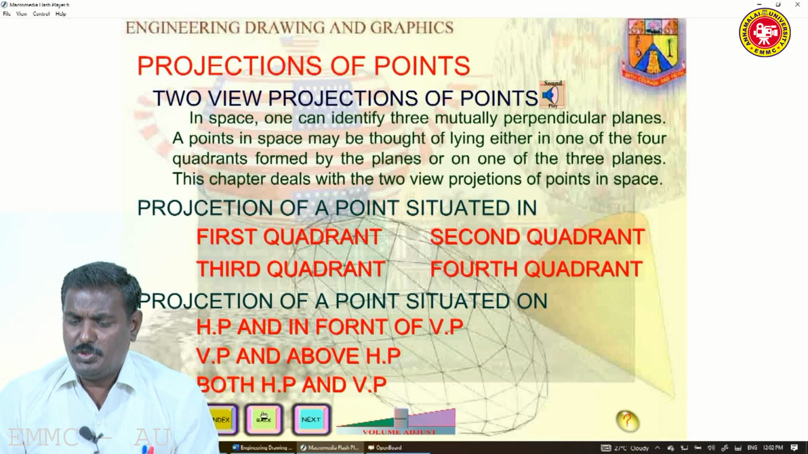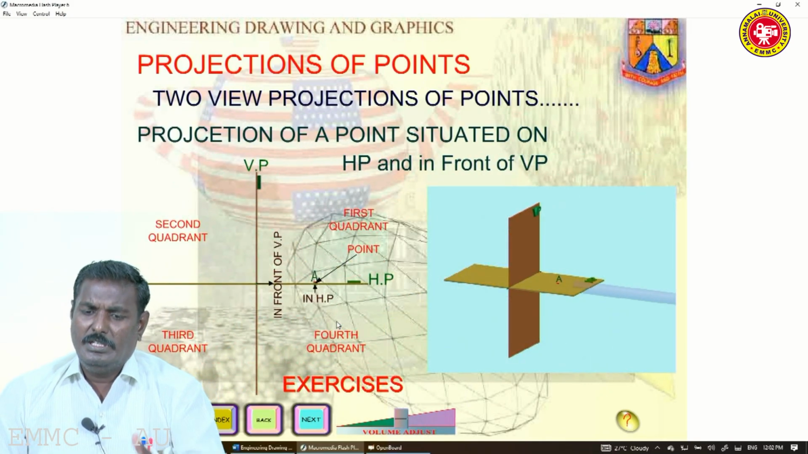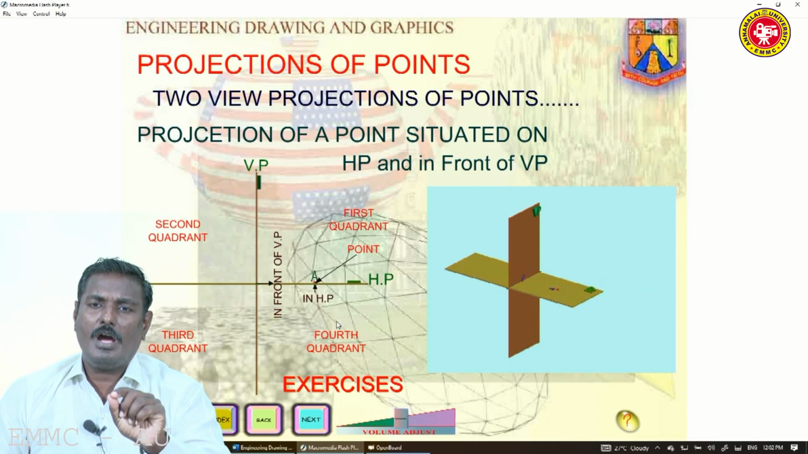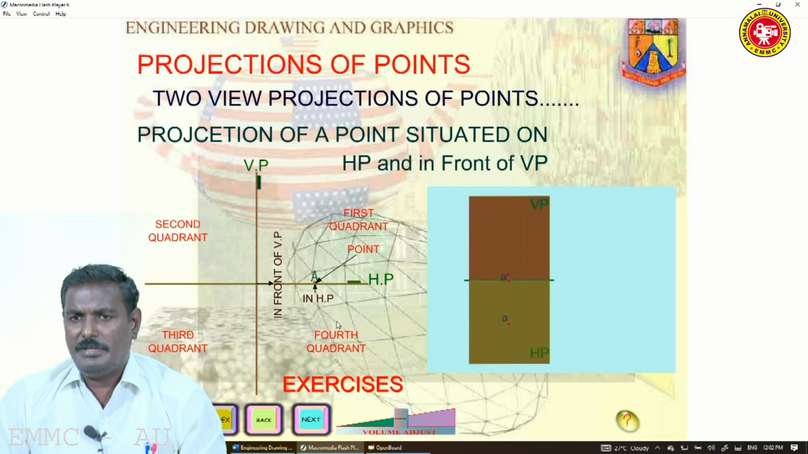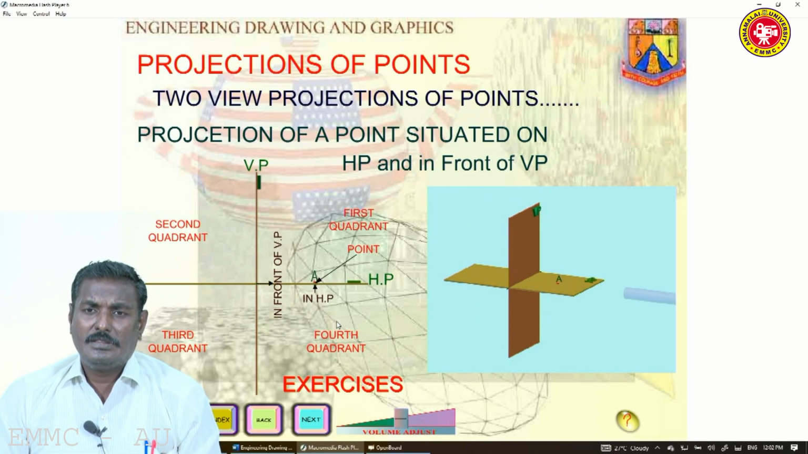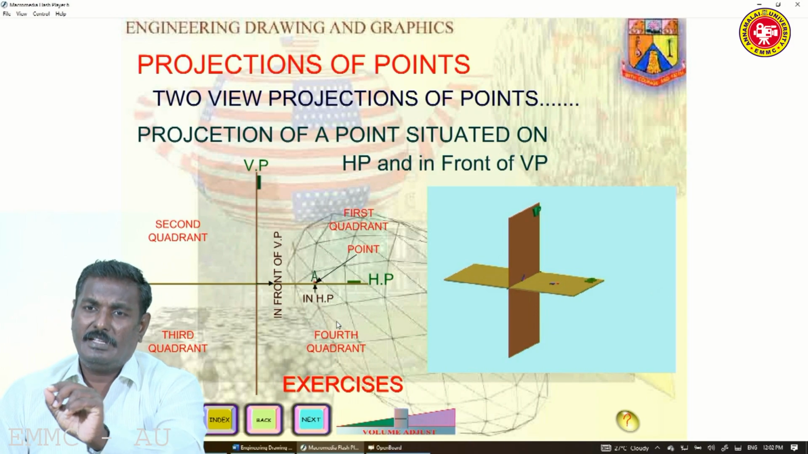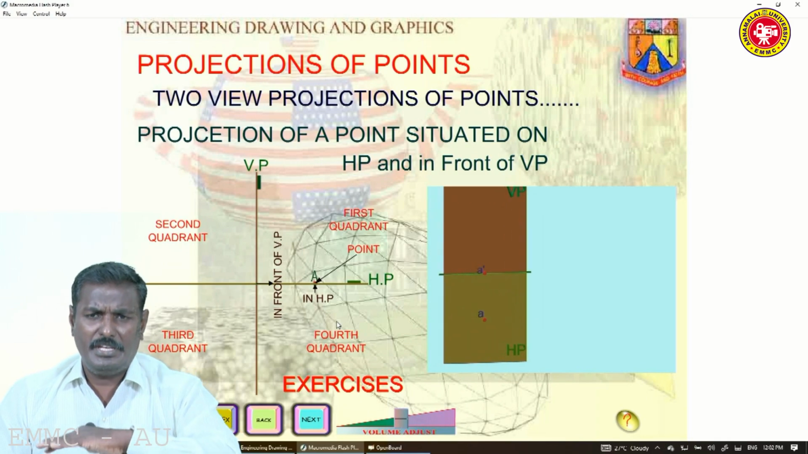Now, projection of points situated in HP and in front of VP, or in VP and above HP. Suppose the projection of a point is situated on the horizontal plane. If the words "in the HP" or "on the HP" are used, that means the projection is represented on the plane of the paper, along the reference line, that is the XY line. That is the concept.